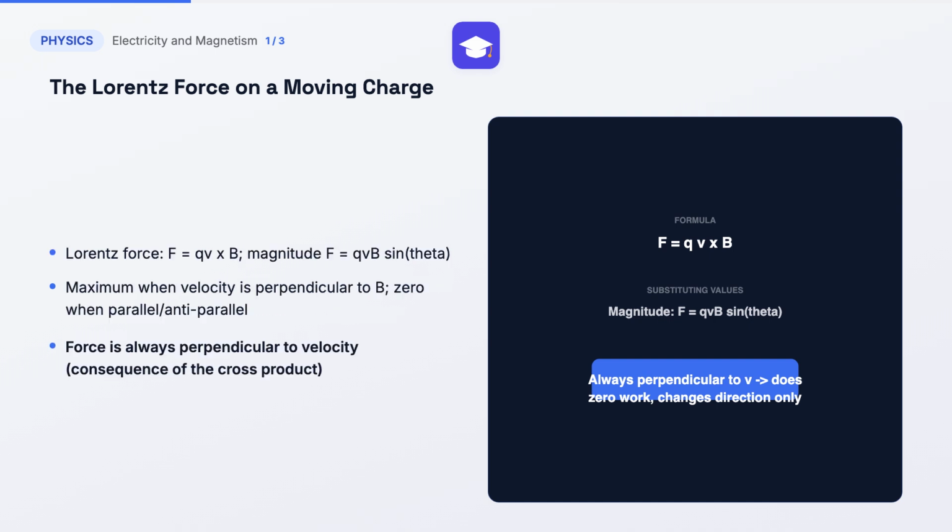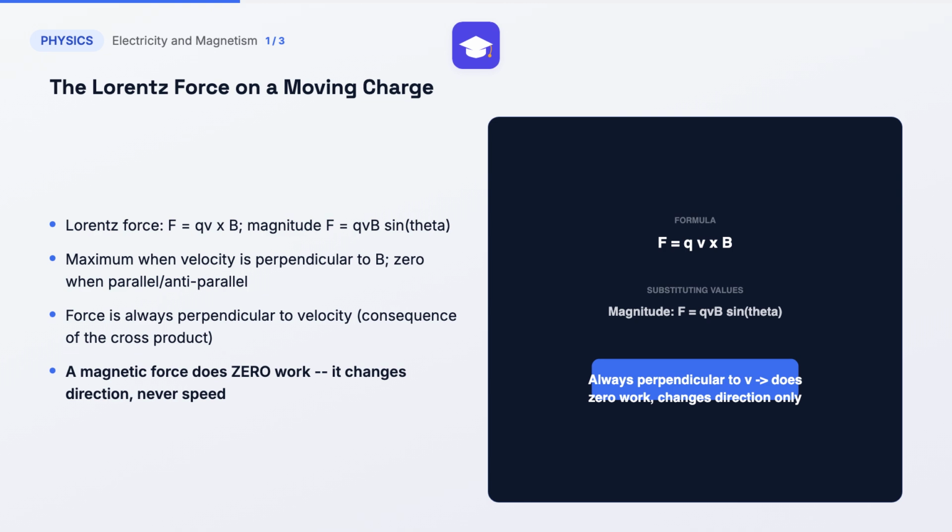This force is maximum when the charge moves exactly perpendicular to the field, and zero when the charge moves exactly parallel or antiparallel to the field direction. Crucially, since this force comes from a cross product, it's always perpendicular to the charge's own velocity, and a force that's always perpendicular to velocity does zero work.